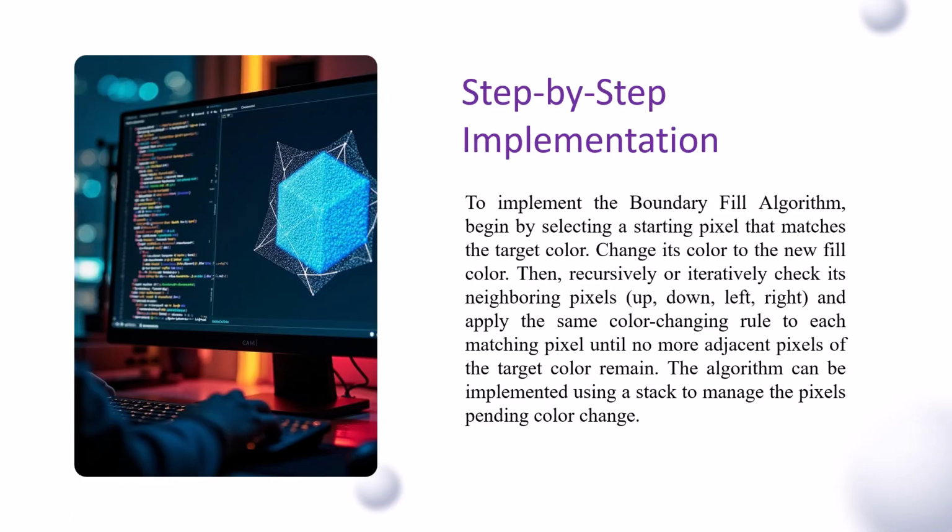Let's see how to implement it. To implement the boundary fill algorithm, begin by selecting a starting pixel that matches the target color. Change this color to the new fill color. Then recursively or iteratively check its neighboring pixels up, down, left, right, and apply the same color changing rule to each matching pixel until no more adjacent pixels of the target color remain. The algorithm can be implemented using a stack to manage pixels and pending color changes. So the working is similar.